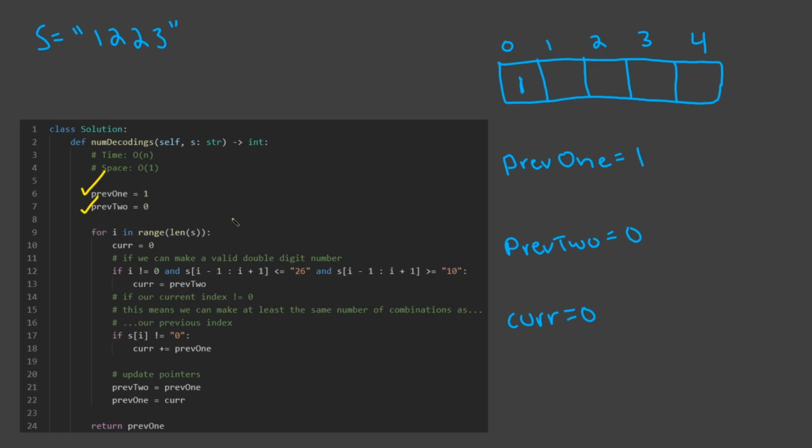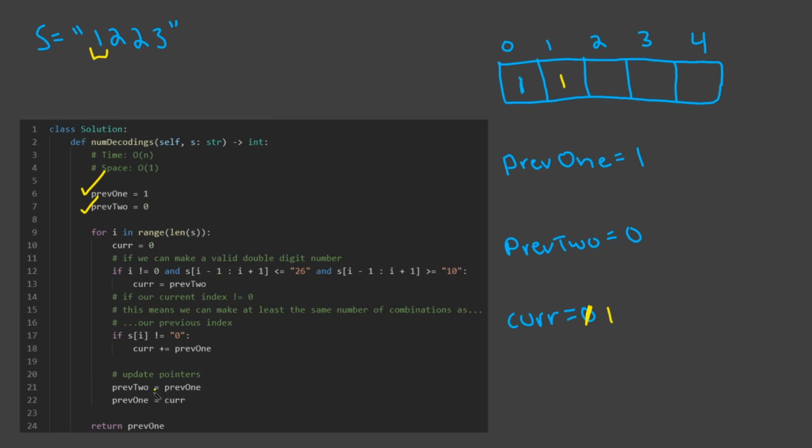So let's get started. So I've already initialized previous one and previous two over here, so we're good there. And now we want to iterate through the whole string s. And we're going to start with just this string here. So our current is going to be set to 0, which it already is. And now we want to check if we can make a valid double-digit number. Well, we're at i equals 0 still, so we can just skip this condition for this iteration. And now all we have to do is check, is the current index pointing to a 0? No, because it is a 1. So what we want to do is update our current to be equal to current plus previous 1, and that would be 1.